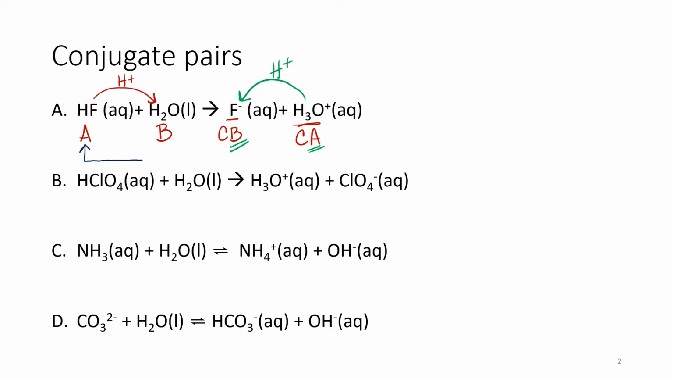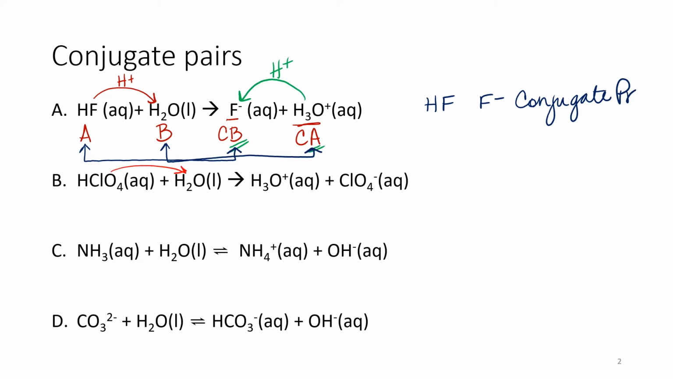This acid and its conjugate base are considered a conjugate pair. This base and its conjugate acid are also a conjugate pair. HF and F- are a conjugate pair. You've got HClO4 and H2O. The proton gets donated to water: acid, base. This is the conjugate acid, this is the conjugate base.